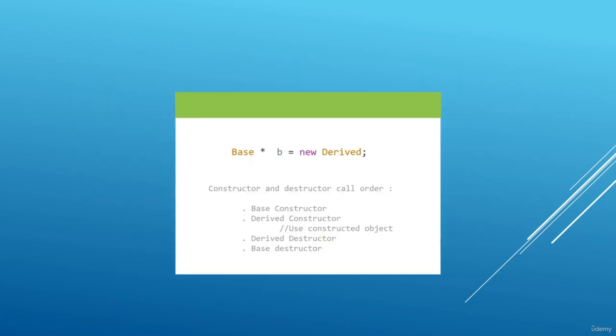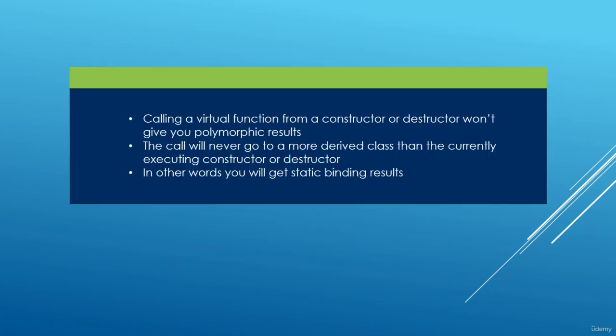What you could do is maybe call this virtual method on your object directly when the object has finished being constructed. That's going to be a better place to do this, because if you put that in a constructor or a destructor, you're not going to get dynamic binding results, and that's going to be really bad. So to sum up, calling a virtual function from a constructor or a destructor won't give you polymorphic or dynamic binding results. The call will never go to a more derived class than the currently executing constructor or destructor, and we will get static binding results. This is the idea I want to convey here.